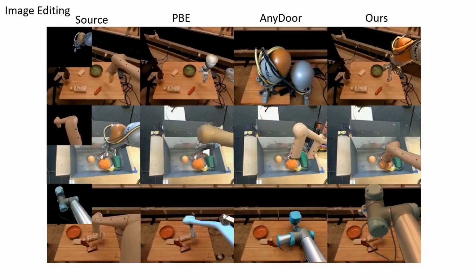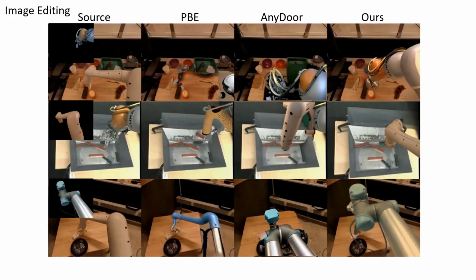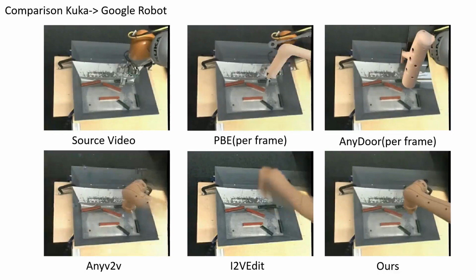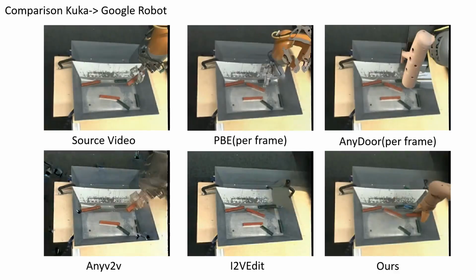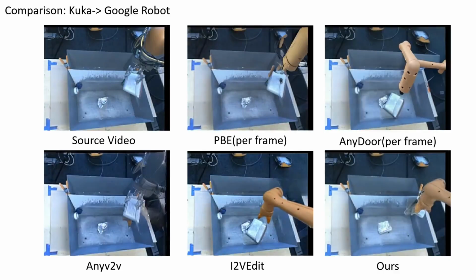In the comparative experiment of image editing, we compare our method with Paint by Example and AnyDoor, and only our method successfully replaces the robotic arm. In video editing, we compare our method with AnyV2V, I2VEdit, and 2 image-based editing methods. The 2 image-based per-frame editing methods failed to complete the replacement task.